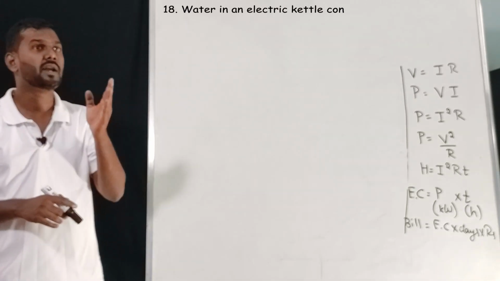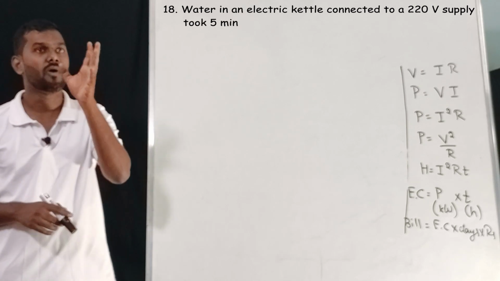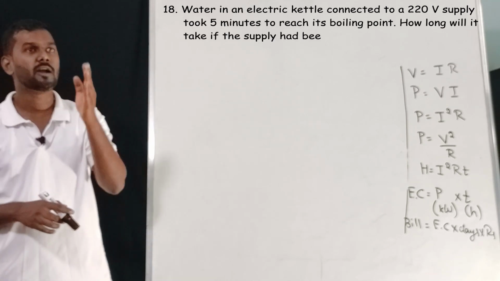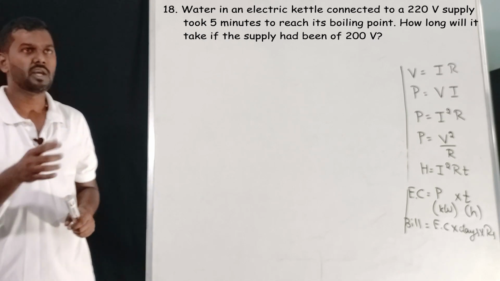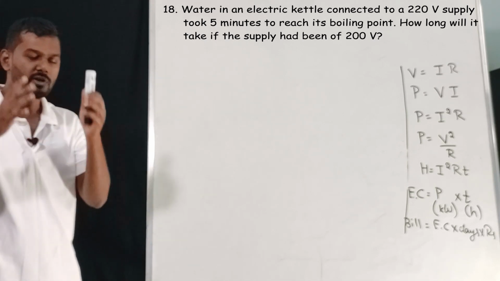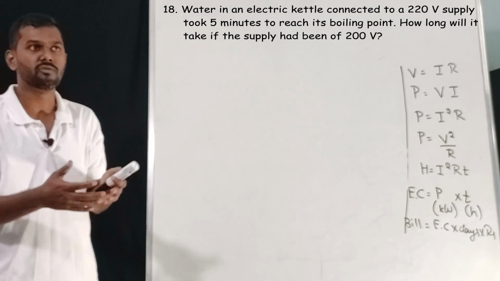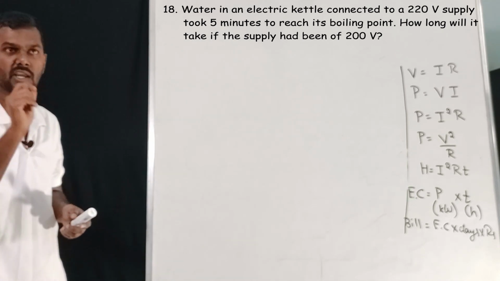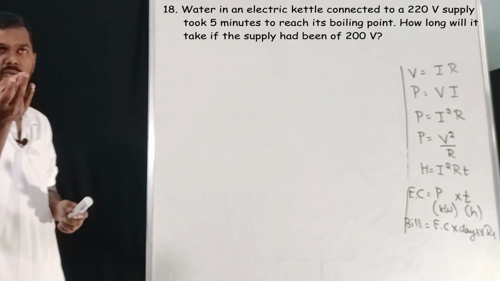Water in an electric kettle connected to a 220 volt supply took 5 minutes to reach its boiling point. How long will it take if the supply had been of 200 volts? See, this question, whenever you read it, you will definitely get confused. I also get confused, but once you look into the given data properly, voltage is given and time is given.